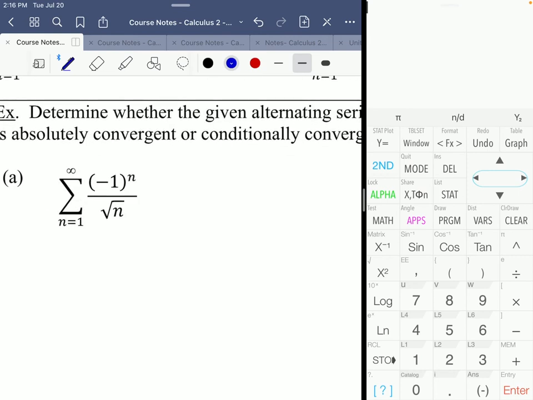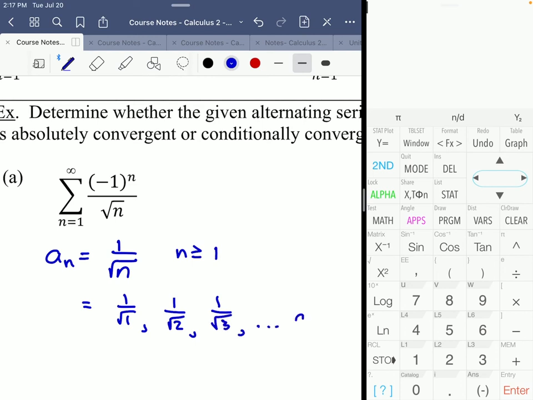A sub n is 1 over the square root of n for n greater than or equal to 1. So that would be 1 over root 1, 1 over root 2, 1 over root 3, and so on. This is decreasing.